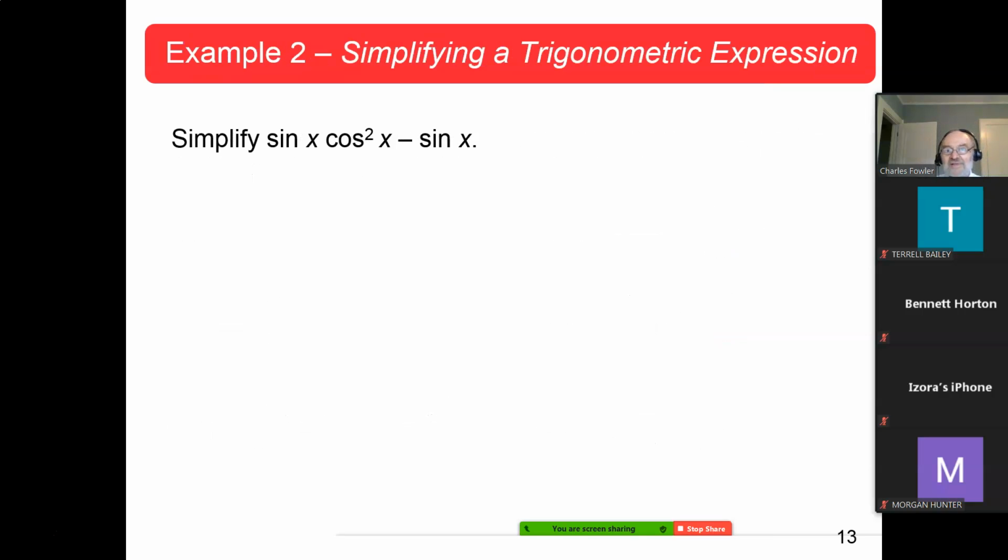Here it is: simplifying a trigonometric expression. That's another thing your fundamental identities help us with. So how do we simplify that expression? Notice this is not an equation, it's an expression. We're just going to simplify.